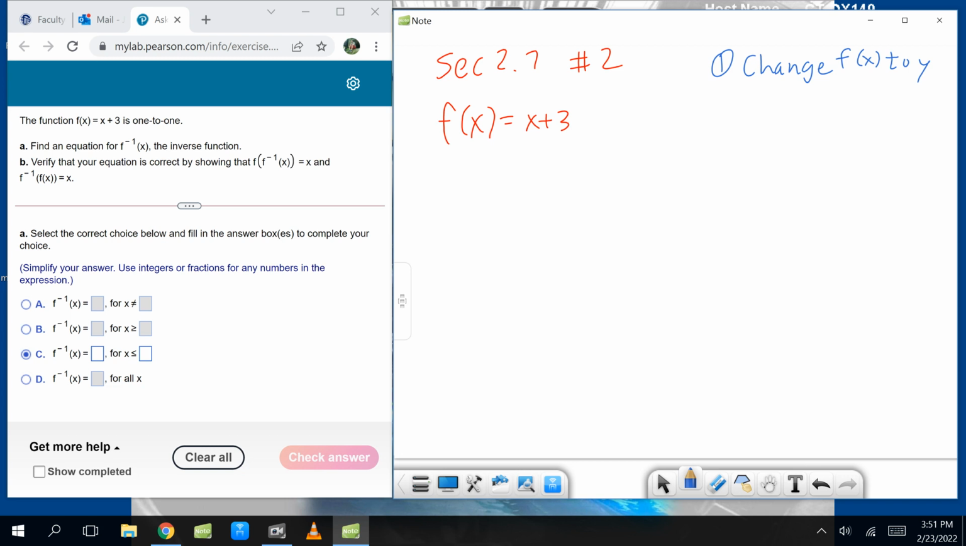We don't have to worry about any restrictions about not equal to, greater than or equal to, less than or equal to. None of that stuff. So the first thing we're going to do for step 1 is change this to y. So we're going to say y equals x plus 3.